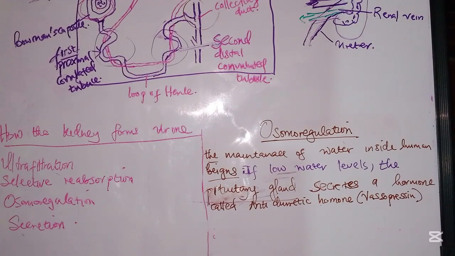That's why urine will come what? Yellow, because there is not a lot of water. So whenever you urinate and you see your urine is yellow, just know that your body is telling you that you need water in your body. So that's the process of osmoregulation. Then when the water levels are normal, of course the hormone won't be released. It will just allow the kidney to do its function.